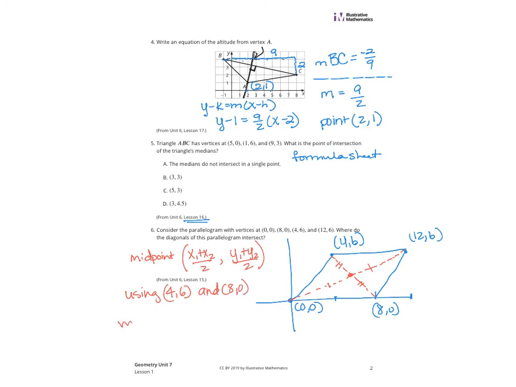So using my midpoint formula, my x coordinates are 4 plus 8 divided by 2, and my y coordinates are 6 plus 0 divided by 2. So it looks like my midpoint is at 12 divided by 2, or 6, and 6 divided by 2, or 3. So this midpoint right here is at 6, 3, and that's where the diagonals would intersect, at x equals 6 and 3 on the y-axis. So feel free to use either coordinates for that.